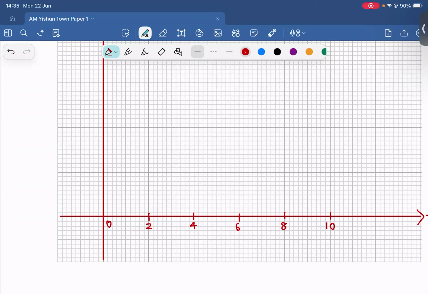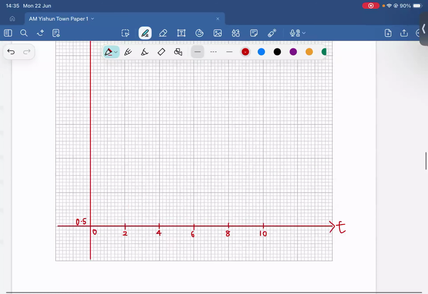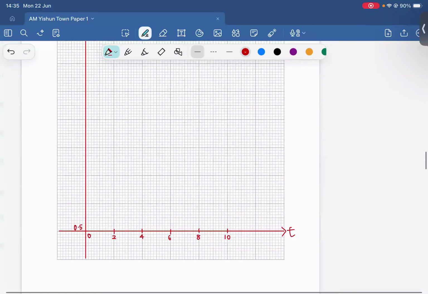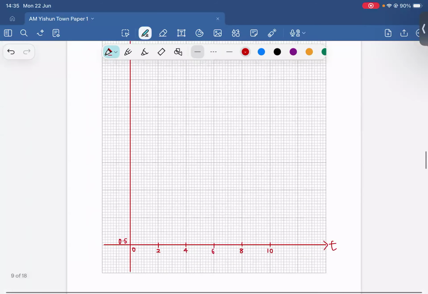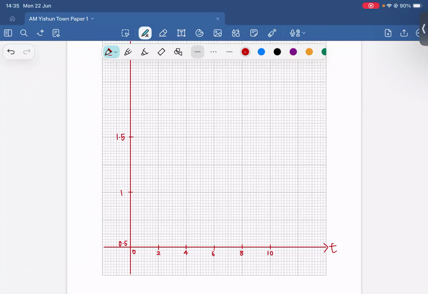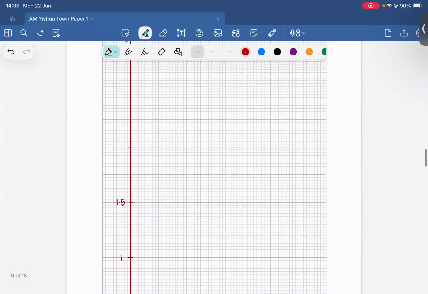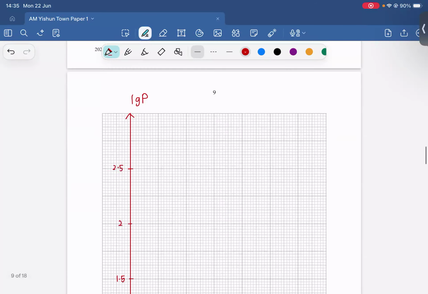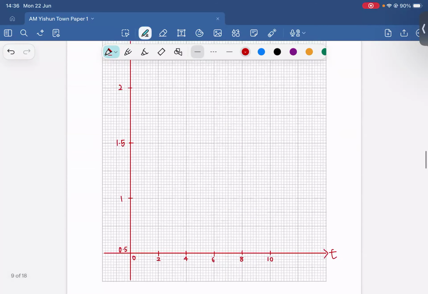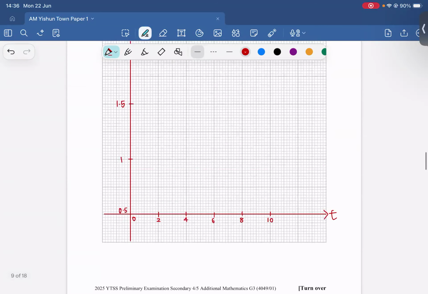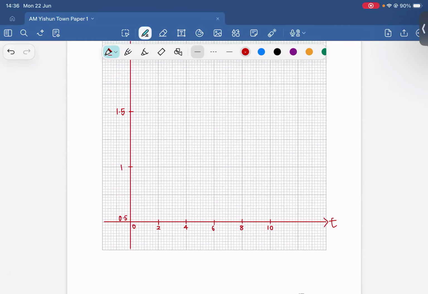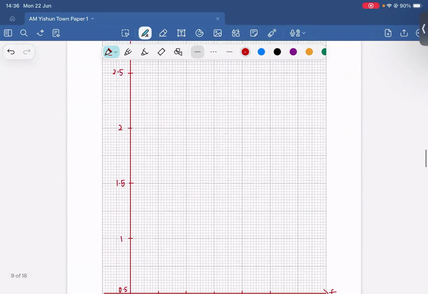So I would start with maybe 0.5, 1, 1.5, 2, 2.5. I think this is good enough. Why do I choose 0.5 instead of 1? Because I'm anticipating the y-intercept. I prefer to have a y-intercept, it's easier.